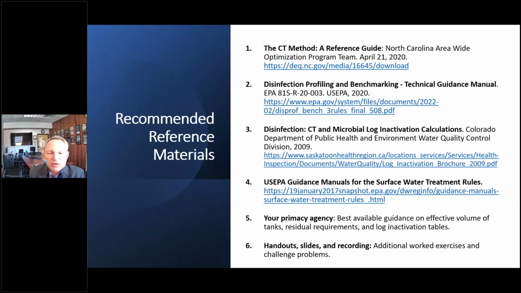And so I'm going to show you a slide here with some reference materials, and these are in your presentation. The first 4 are documents that I recommend that you download them, save them as PDFs, or print them out. Good reference materials for your library. Number 5 is a little reminder that all of these things we're teaching today are dependent on your local primacy agency, because they're the agency that's going to be helping you to determine the baffling factors, the volume credit for your different tanks, and supplying you with the actual tables that you'll need for your state. And lastly, number 6, we have other resources are the handouts, the slides, and the recorded session of this presentation.